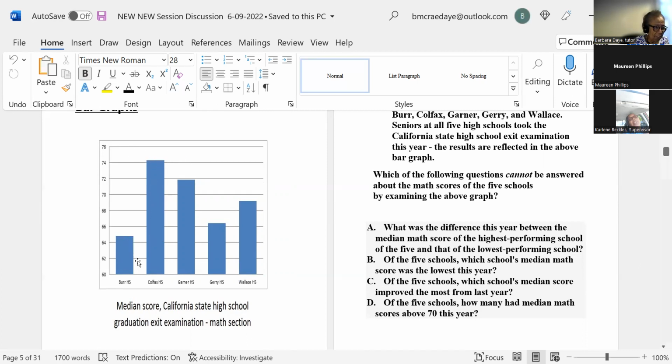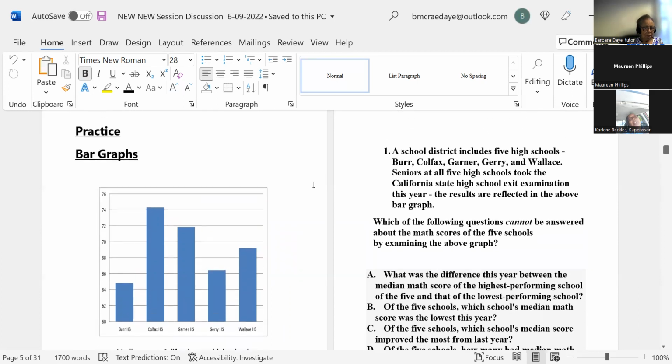So for this high school, the top of the graph is slightly above 74, but it's not quite at 75, right? 75 would be midway between 74 and 75. And then when we look at this high school, it's between 68 and 70. It's a little above 69 because 69 would be halfway, right?